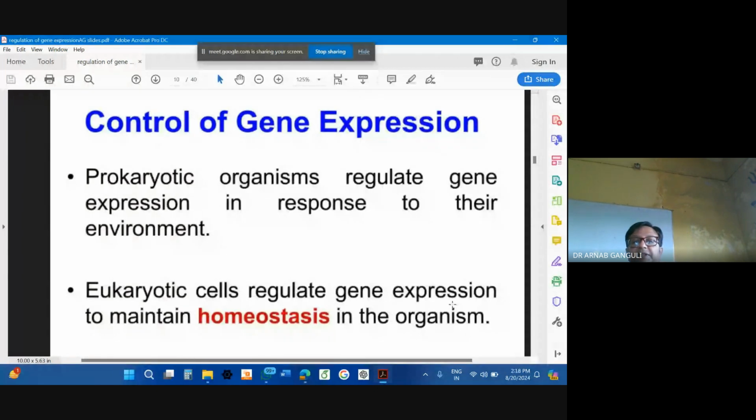Next slide, control of gene expression. So this gene regulation in prokaryotes is extremely tightly regulated because bacteria live in an ever-changing environment. A bacteria, say E. coli, suddenly all glucose is removed from the media and you put them in the lactose medium. The genes responsible for metabolizing lactose suddenly get switched on. Lac operon. Have you read lac operon? And eukaryotic cells, they regulate gene expression to maintain homeostasis in the organism, balance in the organism.